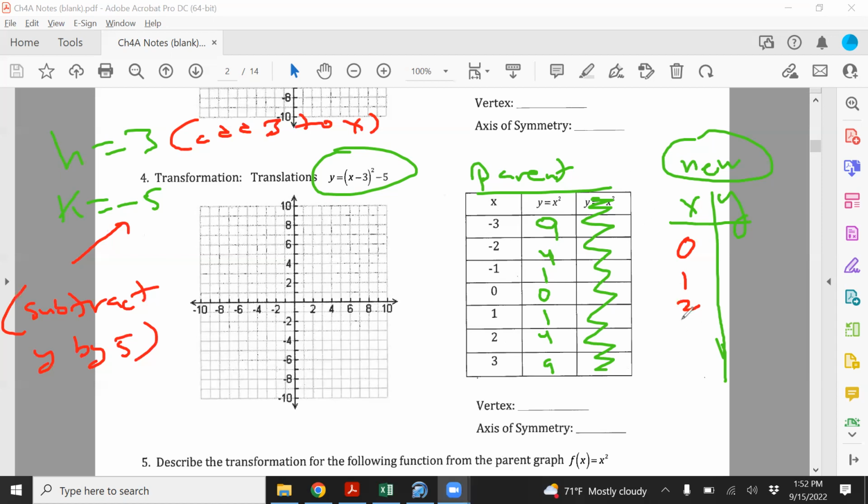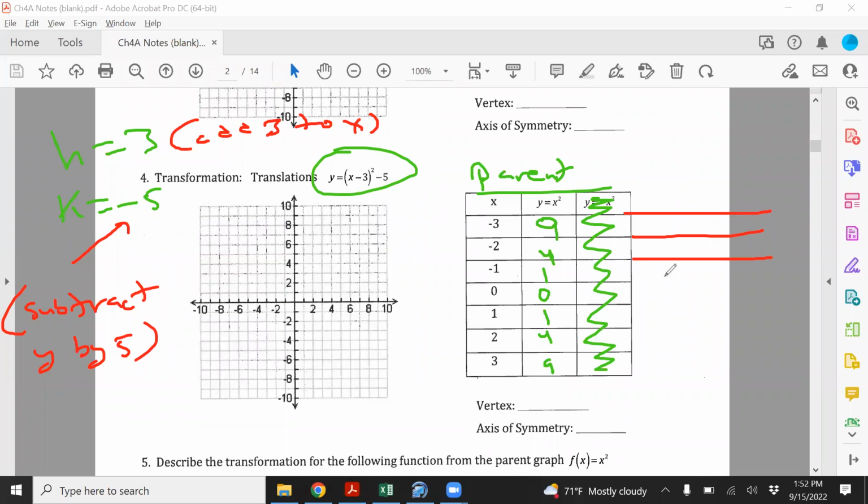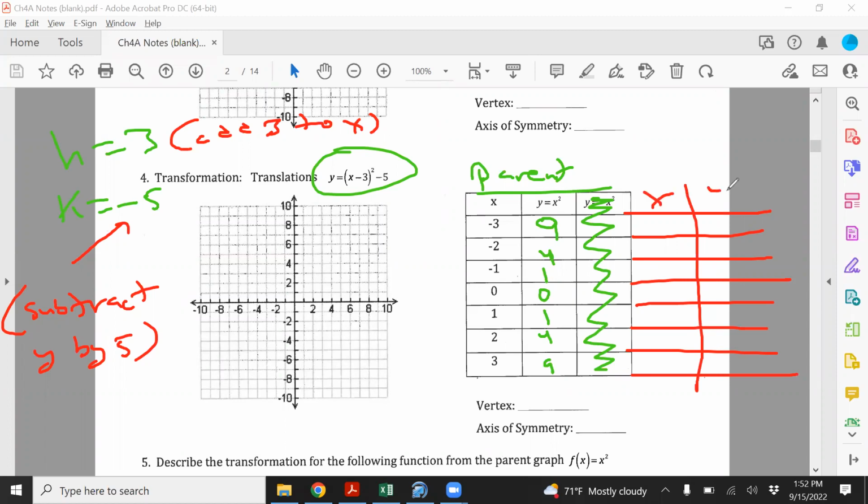Sorry, I'm just going blank. 2, 3. Yeah, actually, let me line it up better. Give me a sec. Sorry, guys. Let me just line it up better. Let me extend it this like this. So when it's -5, that changes the vertex. Yes. Yes. Okay, this is a new one.